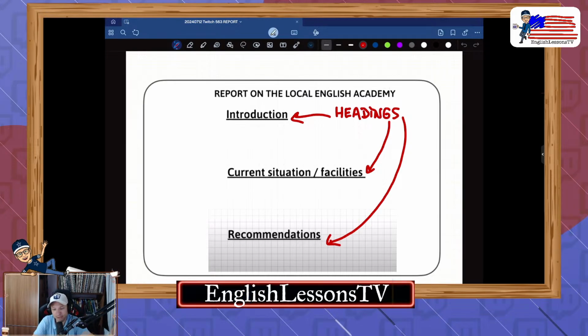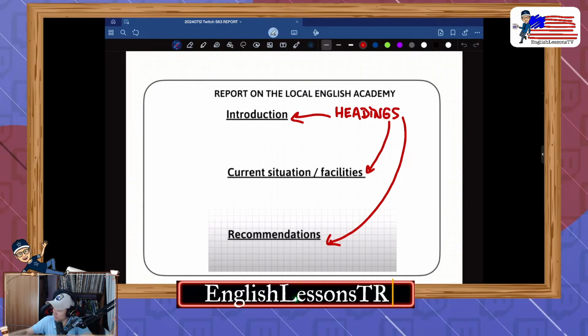So every paragraph you write will have headings. These headings are going to tell the person what it is going to be about. We're going to be dividing this into 3 different paragraphs: introduction, the current situation, and recommendations. That's it. This one is going to be, for example, how to improve things in an English academy. Imagine that you go to an English academy, and they are not giving you a preparation for real exams, like Cambridge exams. And so you would like to say how they could improve their situation.